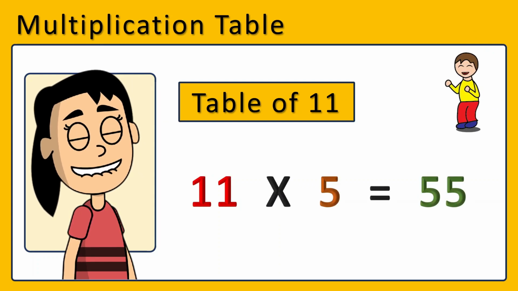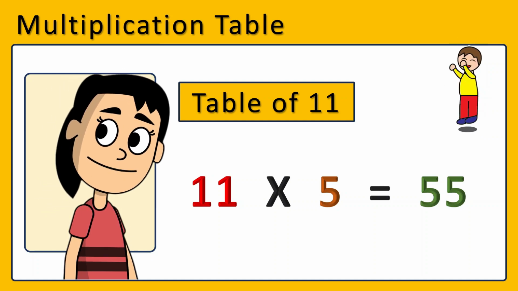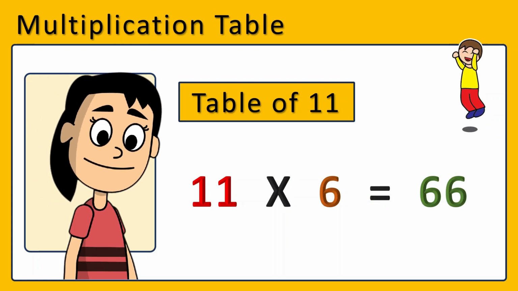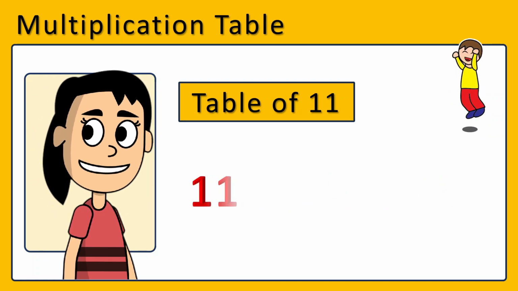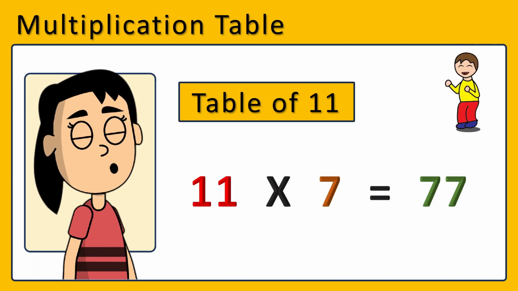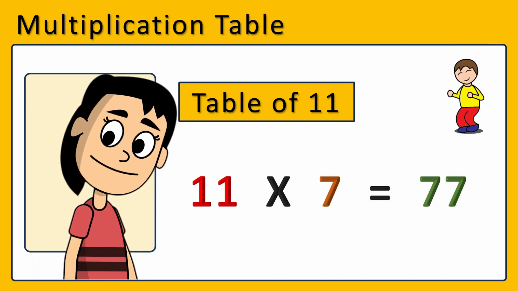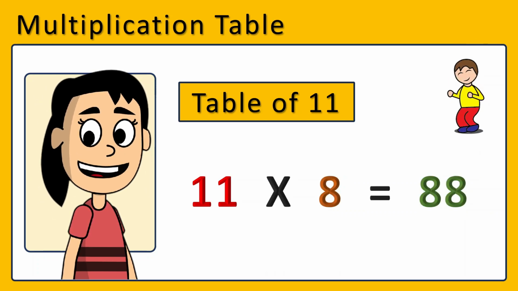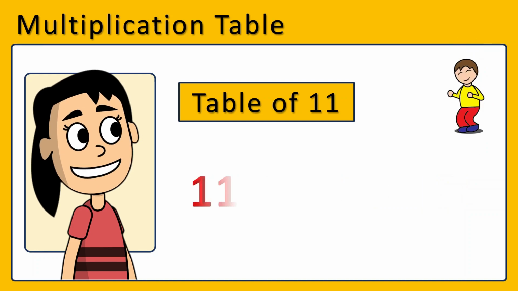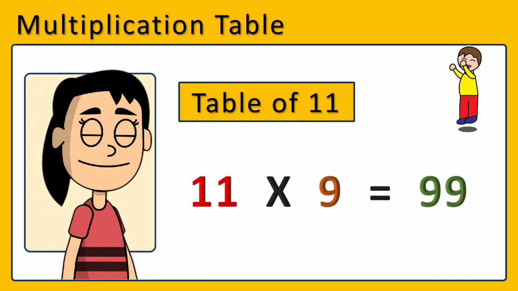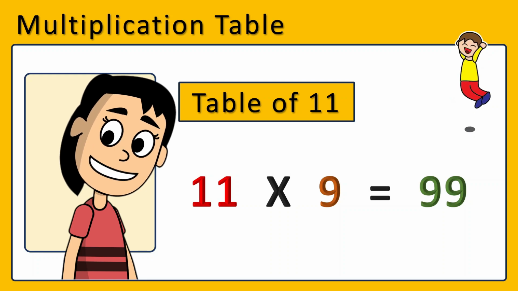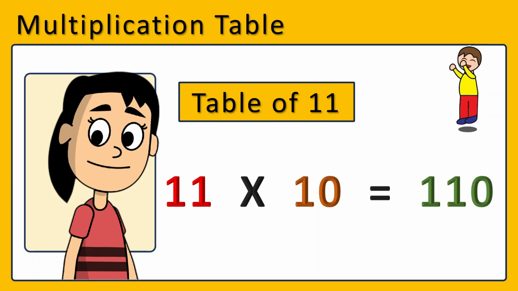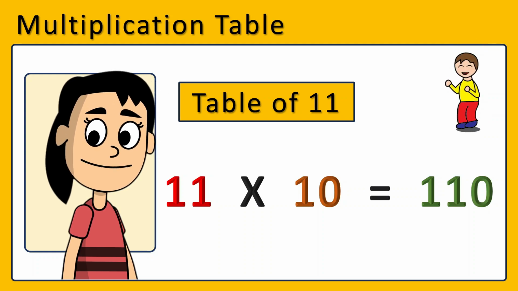11 fives are 55. 11 six are 66. 11 sevens are 77. 11 eights are 88. 11 nines are 99. 11 tens are 110.